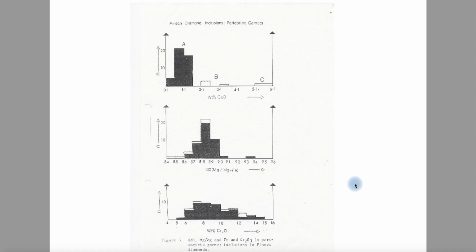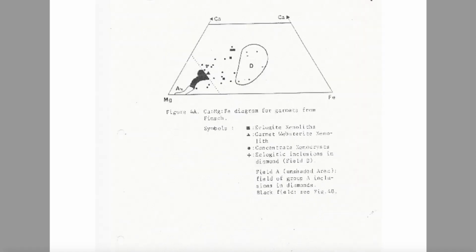And if your garnets fall chemically within these areas, then you know these garnets have been formed under the same pressure and temperature conditions, and it would be possible to do further work on the exploration of diamonds.